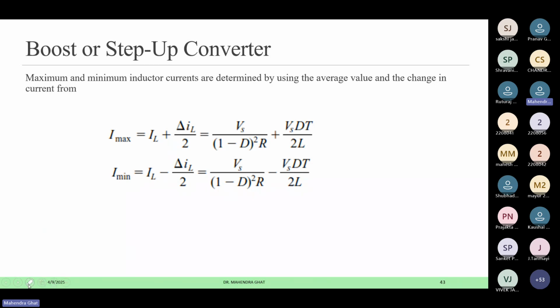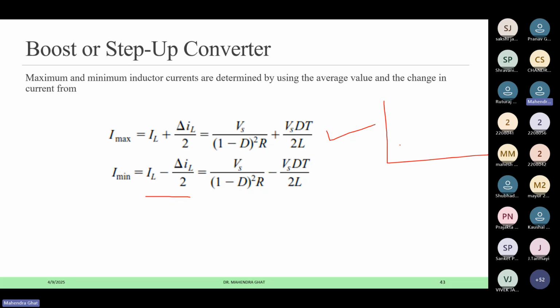I max is nothing but IL plus delta IL by 2. IL in the first equation we calculated as Vs over 1 minus D square R, plus delta IL by 2. Here you can use the delta IL open or the delta IL close. Here it is used as delta IL close, which is nothing but Vs dt by L, so delta IL by 2 is Vs dt by 2L. So this is the I max equation. And the I min equation is IL minus delta IL by 2.